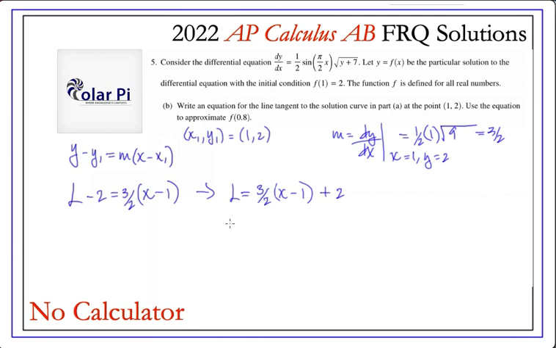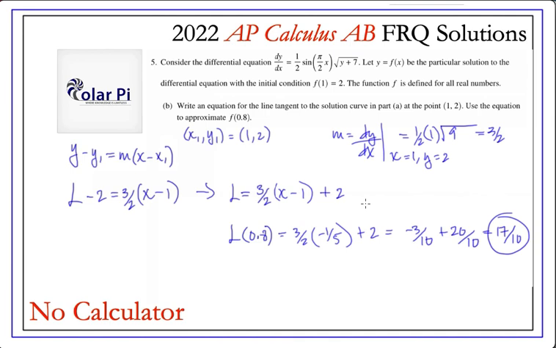All right. So L is 3 over 2 times x minus 1 plus 2 right now. So L of 0.8: what's 0.8? 4/5, right? So 3 over 2 times 4/5 minus 1, that's 5/5. So that's negative 1/5, right? This is called thinking ahead. Plus 2. And this is going to say negative 3 over 10. 2 is 20 over 10. So then that together is going to make 20 minus 3 is 17, so 17 over 10, right? Okay, cool. So that's that. And so next part.